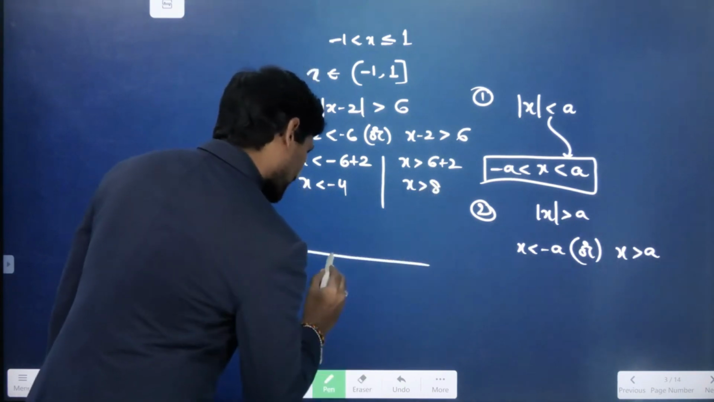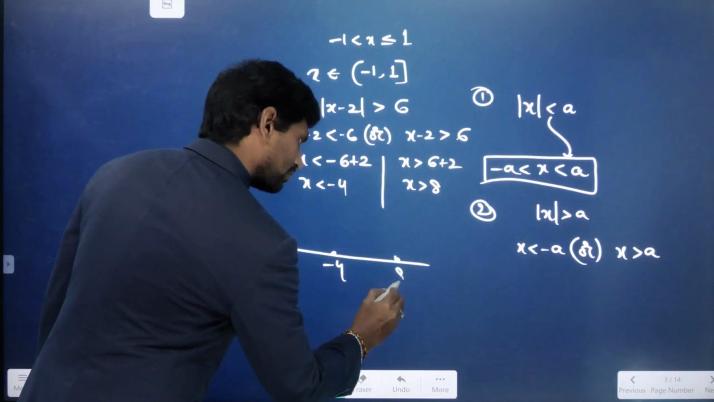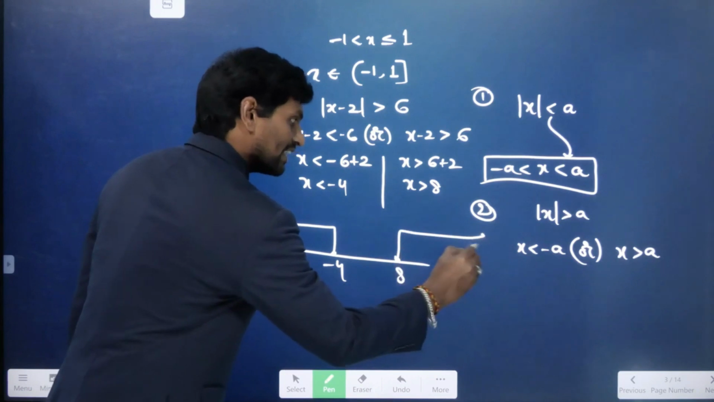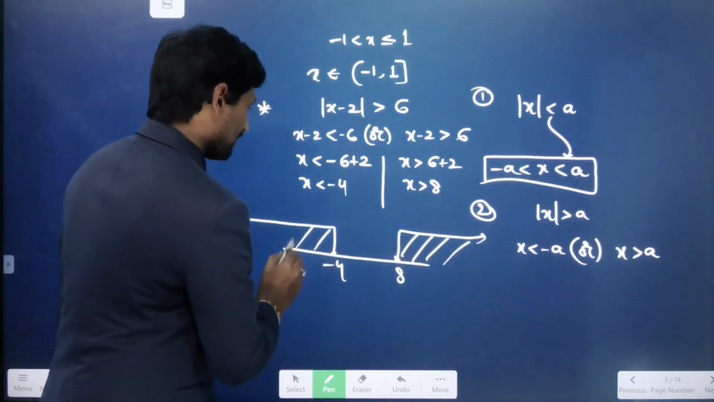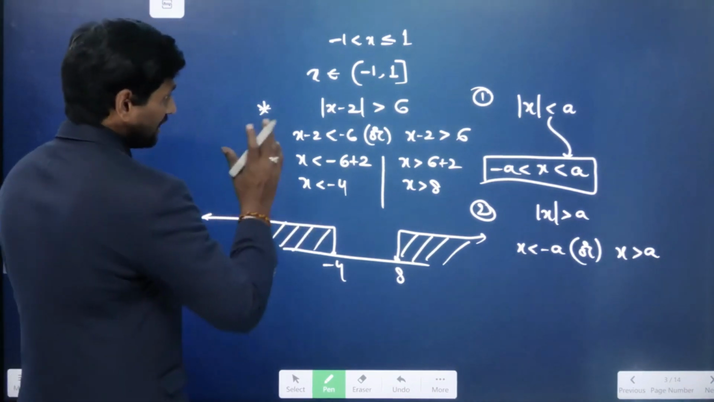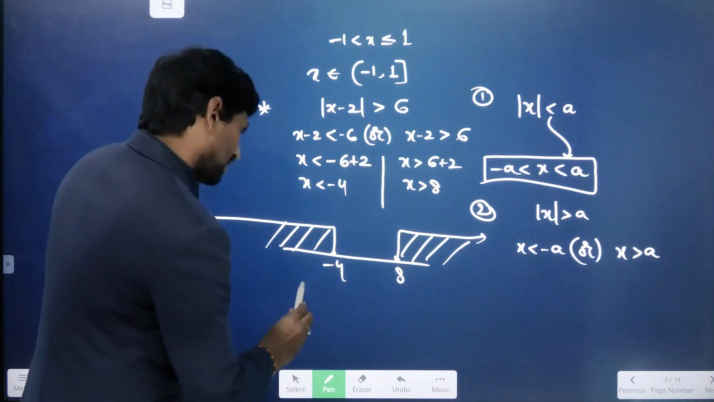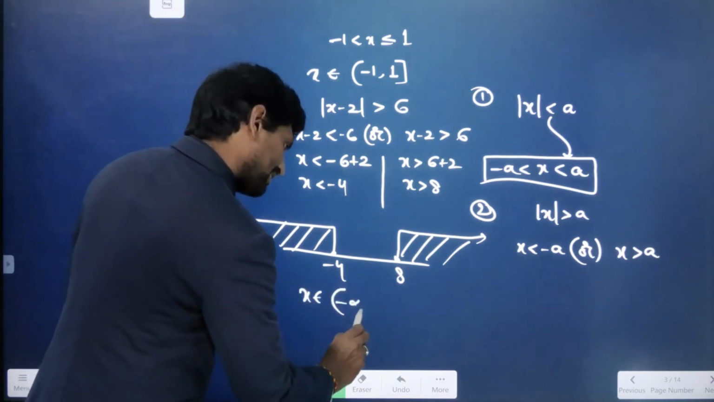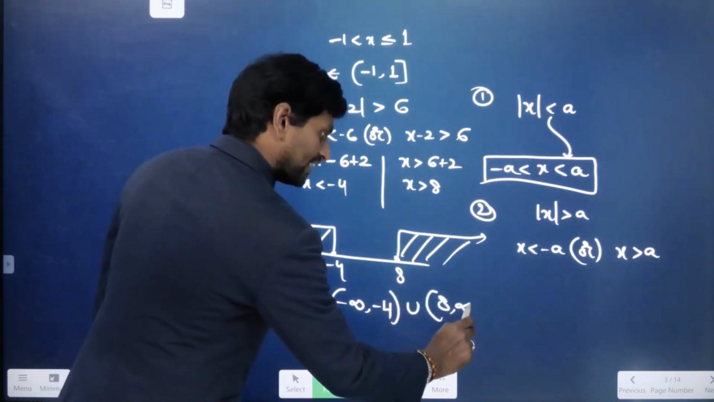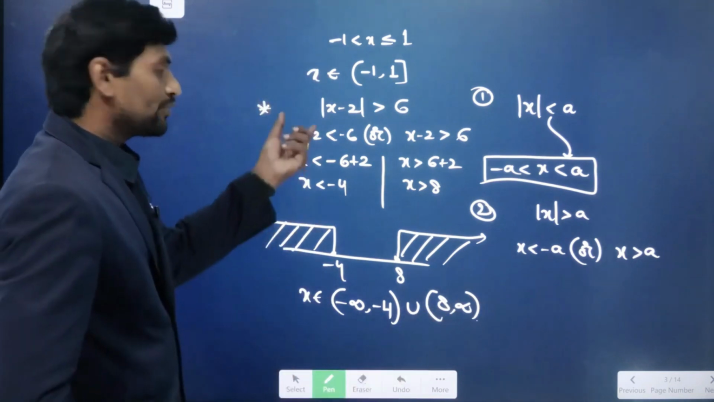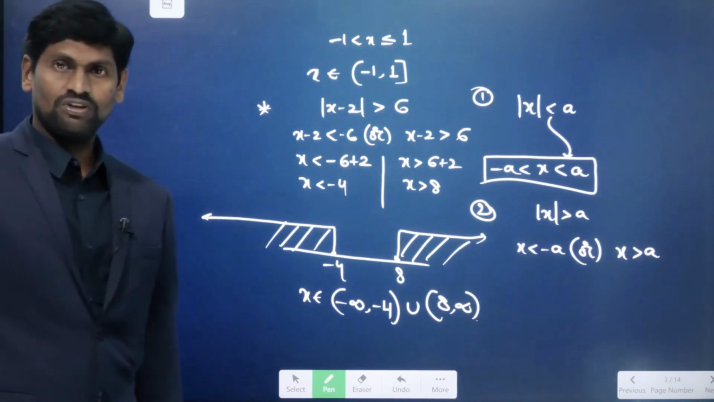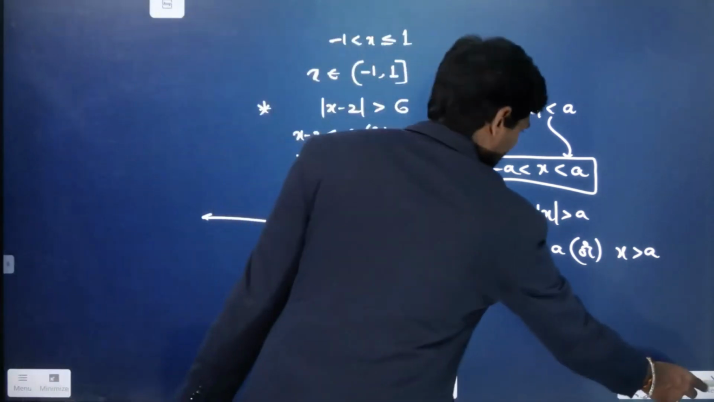So according to that, if minus 4 and 8 are the roots, x is less than minus 4 or greater than 8. So any one of the values. Less than minus 4 means we don't know exactly; it can go to minus infinity, and the absolute value inequality will be satisfied. So x belongs to minus infinity to minus 4 union 8 to infinity. This is the solution of the absolute value of x minus 2 inequality. So we'll go to the next question. Let us see the next one.